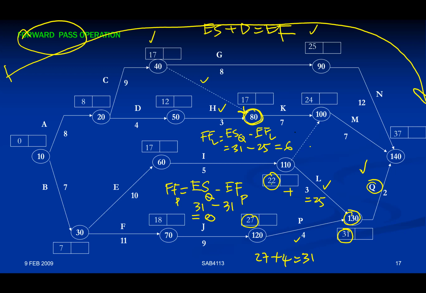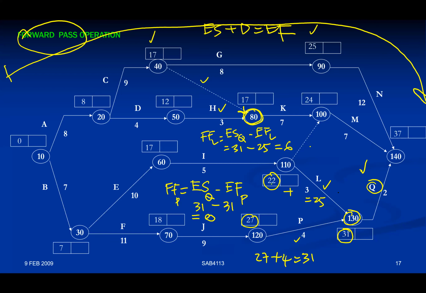Okay, 6 days. Okay, that is the free float of L. So L basically has extra 6 days, which L can play around with. L can be delayed in terms of its starting, meaning to say L can start a little bit later. L can start at the 23rd day, 25th day, 26th day, within the allowable time.